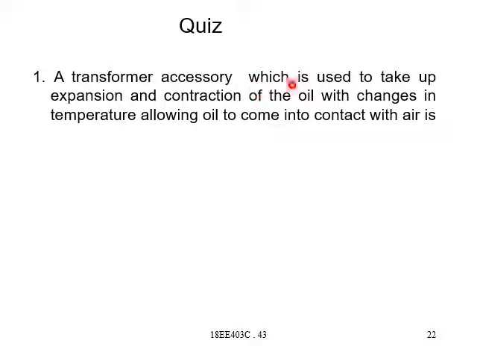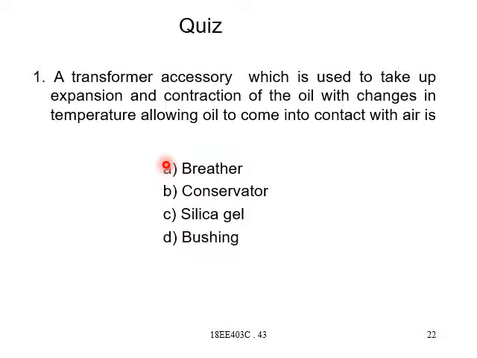A transformer accessory which is used to take up expansion and contraction of the oil which changes in temperature, allowing oil to come into contact with air is. The transformer accessory which is used to take up expansion and contraction of the oil, that is conservator. You can see here, that is the conservator.